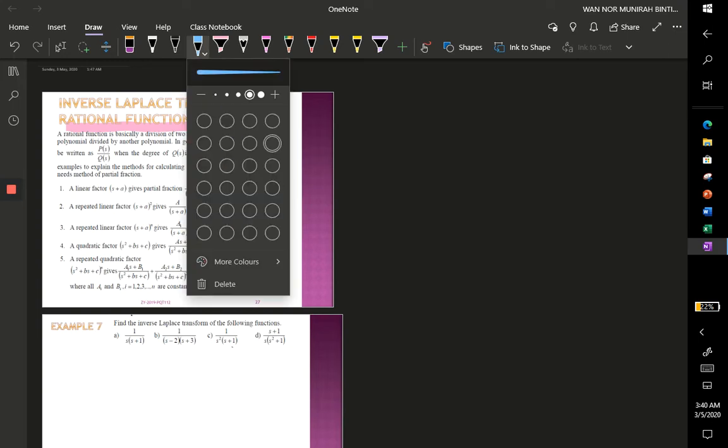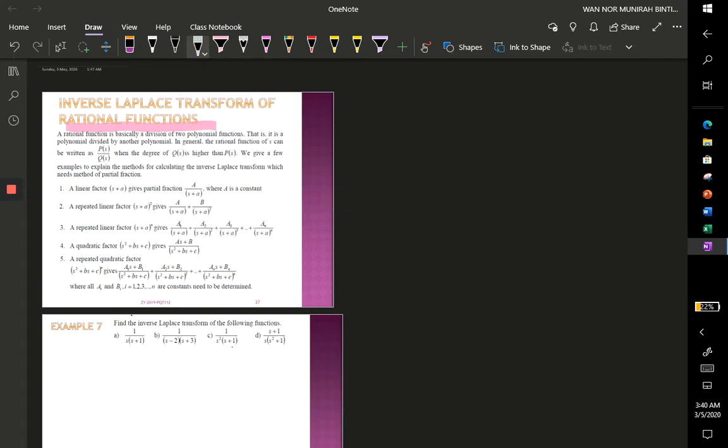Basically these are the most important things in partial fraction. I don't want to discuss this, I just go on and proceed to the example, because you already know this from matriculation, from your STP, and even during your math one.